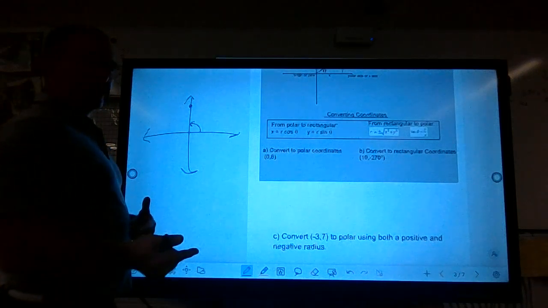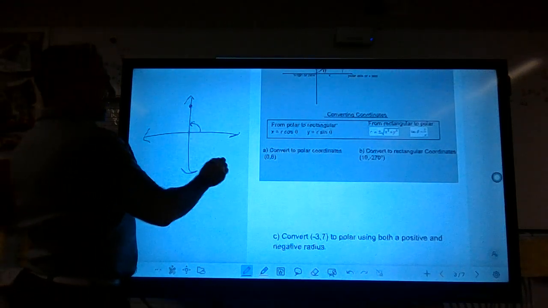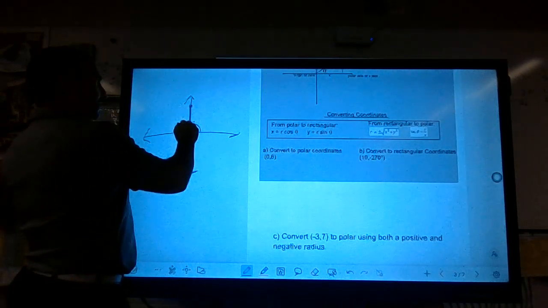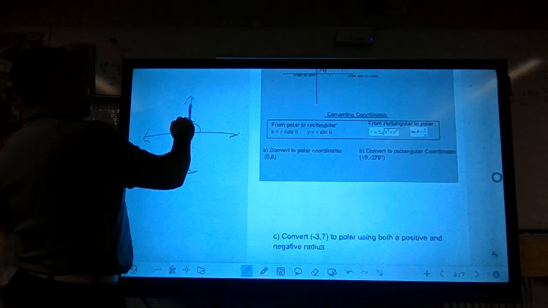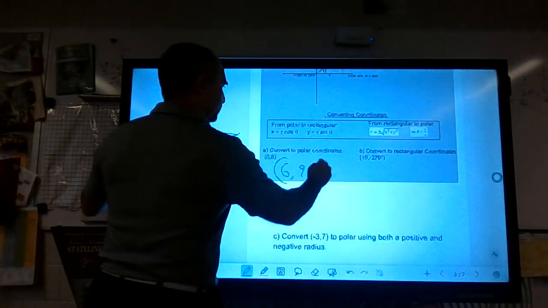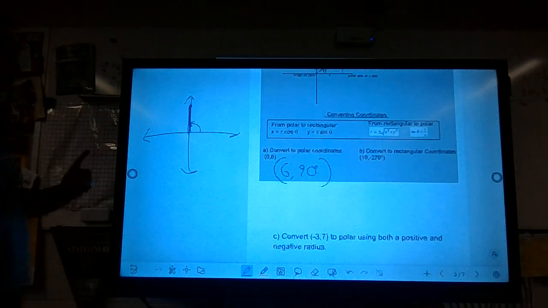You're going to have to lean on your trig knowledge. But don't even think that hard. You know exactly what the angle is. That's 90 degrees. And you know what else? You know exactly the length of that radius. You're just climbing up the y-axis. The radius is 6. And it's 90 degrees.